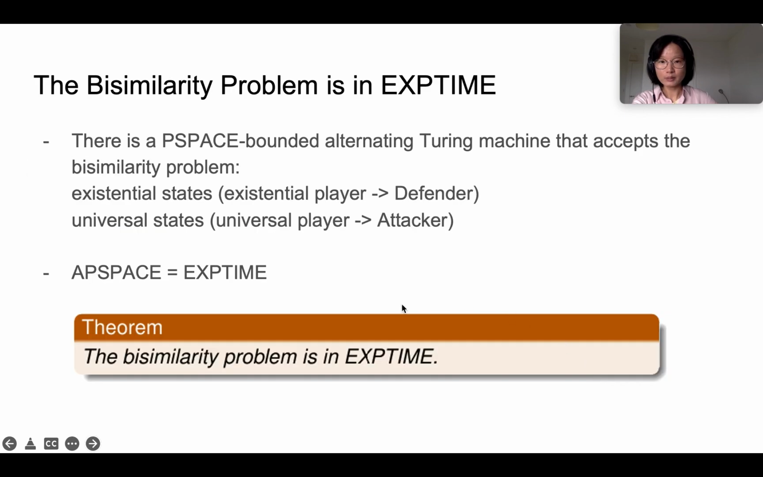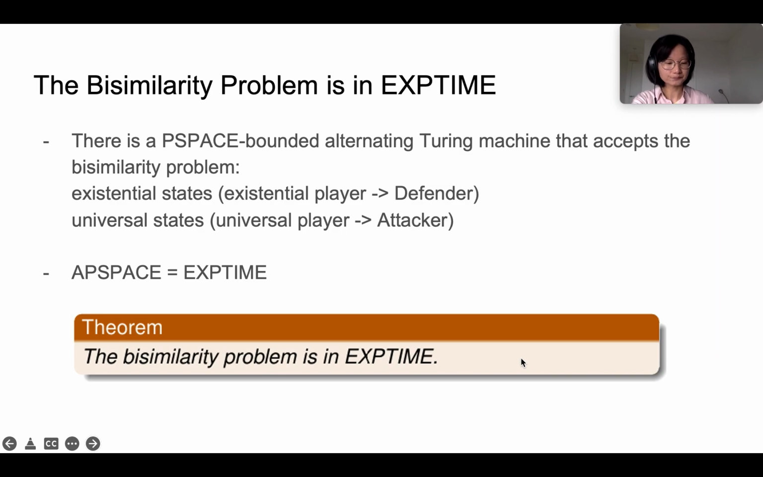With this game, we can show that there is a PSPACE-bounded alternating Turing machine that accepts the bisimilarity problem. The state space of the ATM, the alternating Turing machine, is divided into existential states and universal states, controlled by the existential player and the universal player respectively. Then the existential player can take the role of defender, and the universal player takes the role of attacker.